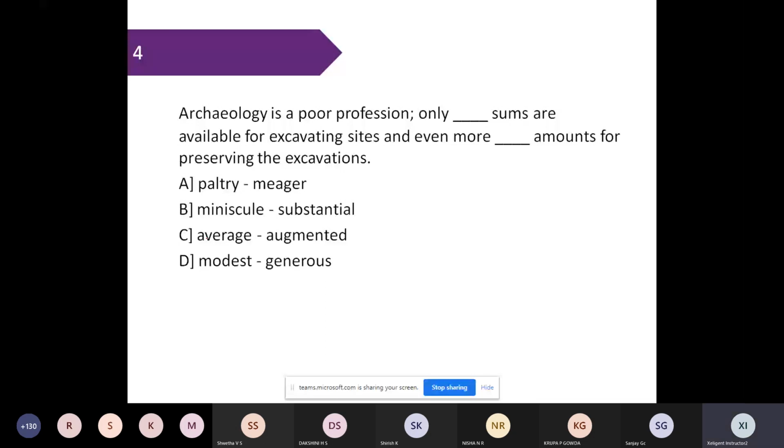Sum is the money. Okay, so the fund allocated for this profession, that's archaeology, and particularly for excavating sites, and also for preserving the excavation. It talks about the sites and preserving the excavations. What is your guess word?